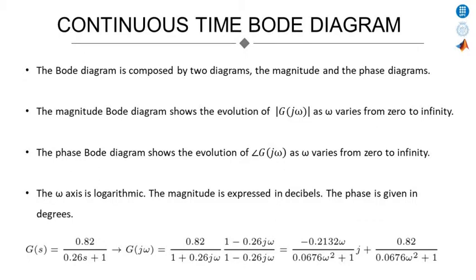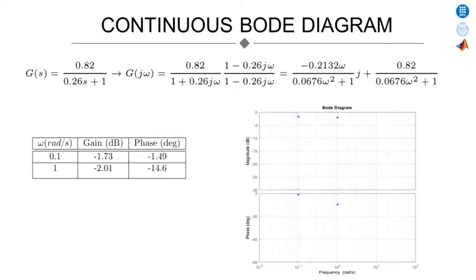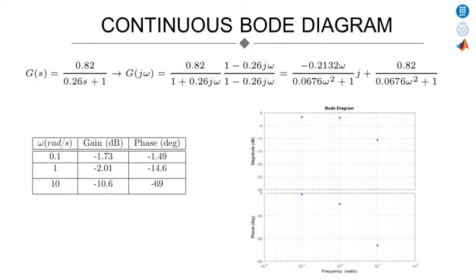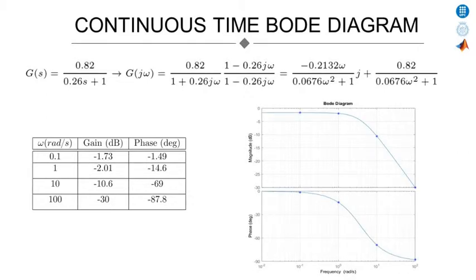The Bode diagram is divided in two different diagrams, the magnitude and the phase diagram. The magnitude diagram shows the evolution of the transfer function module at different frequencies while the phase diagram shows the evolution of the transfer function argument. The x-axis contains the frequency in logarithmic scale, the magnitude is represented in decibels while the phase is shown in degrees. In the following, how the Bode diagram for our continuous plant transfer function is built will be shown. For each frequency, the module and phase are calculated and plotted on the graph. Finally, by linking the points, we obtain the Bode plot of the system.